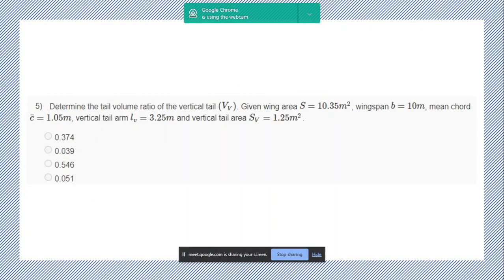Okay. Now, determine the tail volume ratio of the vertical tail given wing area, wingspan, mean chord, vertical tail arm, vertical tail area. So they've asked you to find VV. What is the formula? Vertical tail volume ratio. What is the formula for vertical tail volume ratio or horizontal tail volume ratio? We've never encountered vertical tail volume ratio so far, but we have seen VH. Can you tell me what VH is?